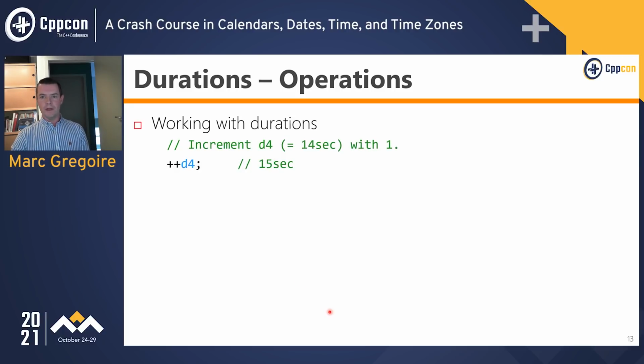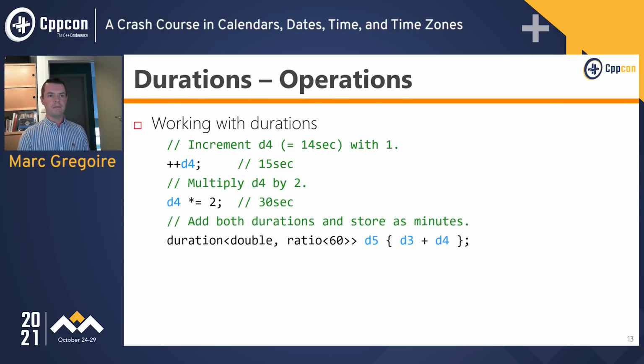Durations also support arithmetic, and this can be done with the standard arithmetic operators. So here, for example, I'm incrementing D4, which was 14 seconds on the previous slide, by 1, which results in 15 seconds. I can multiply it by 2, which results in 30 seconds.